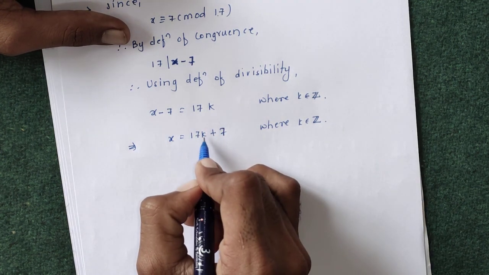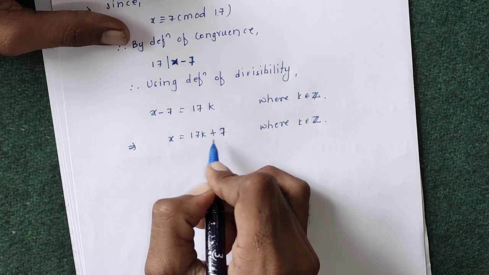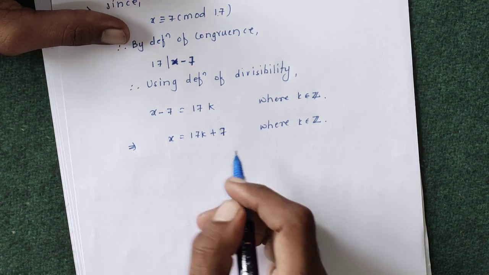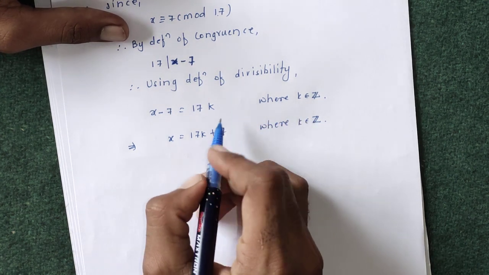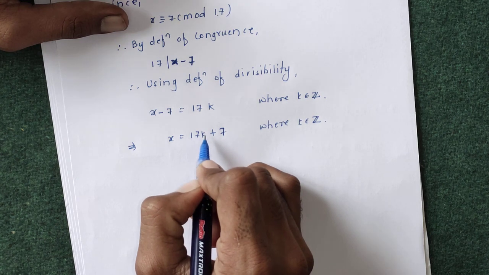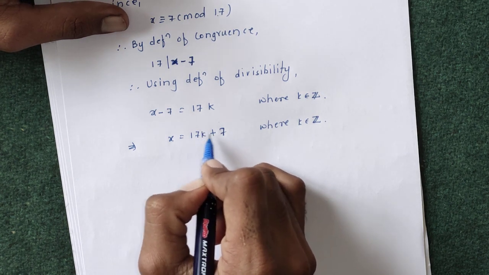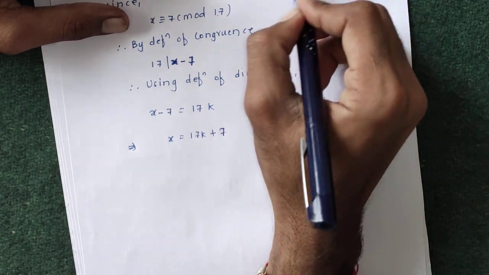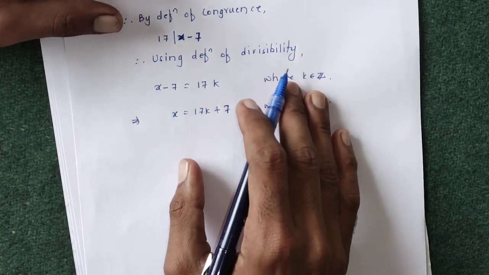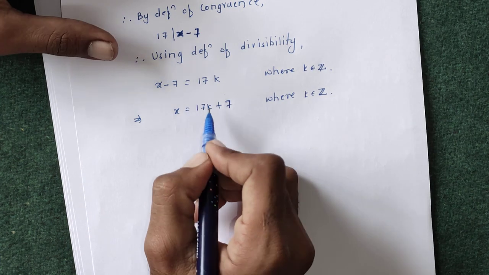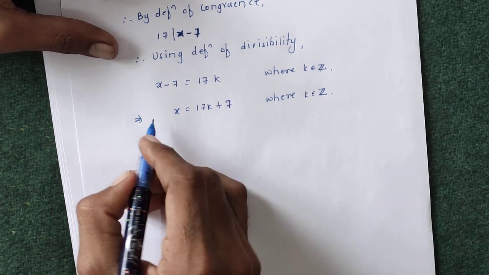If we put k equal to 1, then we get 17 plus 7, which is 24. Substituting these values, we get the answers. If we put k equal to minus 1, then we get minus 17 plus 7, which is minus 10, and minus 10 is not between 1 and 100. So we must put the values of k starting from 0, 1 and 2.